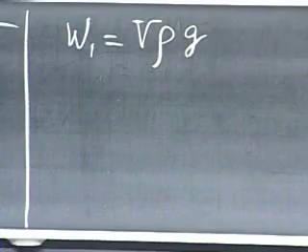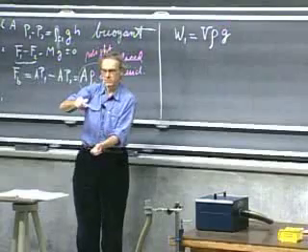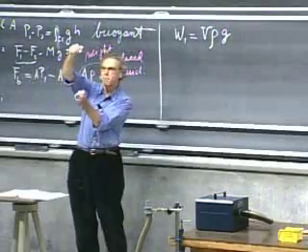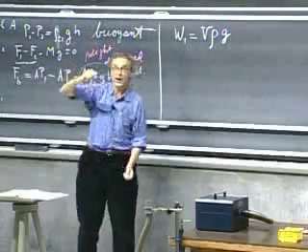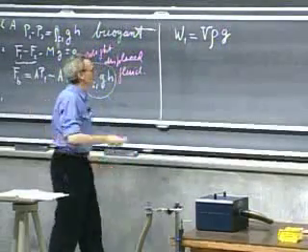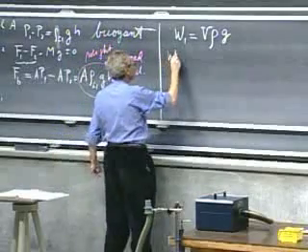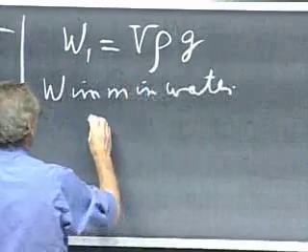Now he takes the crown and he immerses it in water. And he has a spring balance, and he weighs it again. And he finds that the weight is less. And so now we have the weight immersed in water.